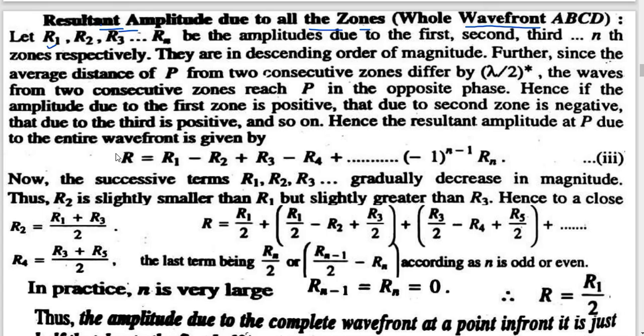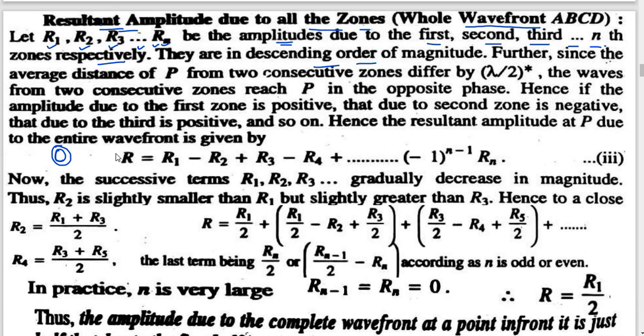Let R1, R2, R3, R4, R5 up to Rn be the amplitudes due to the first, second, third, fourth, fifth and nth zone respectively. So remember, R1 is the amplitude of the first zone, this circle here, R2 is the amplitude of the second zone, R3 is the amplitude of the third zone, and Rn is the amplitude of the nth zone. They are in descending order in magnitude. We already discussed that the amplitude due to the zones decreases as the order increases.